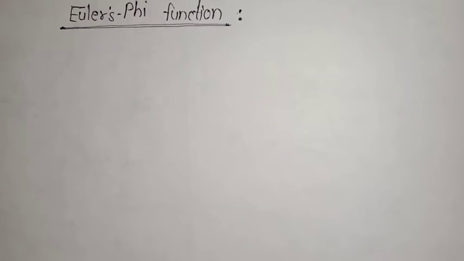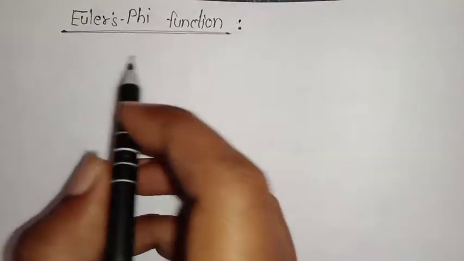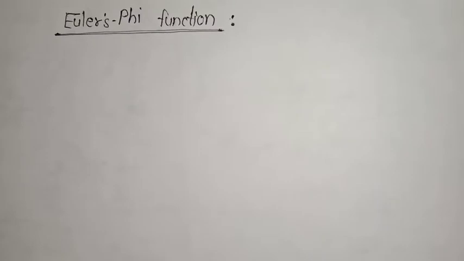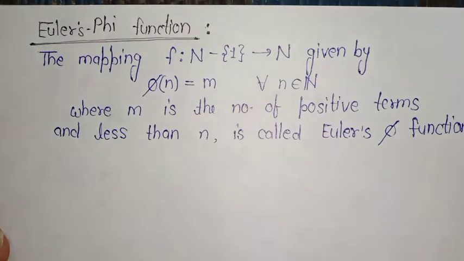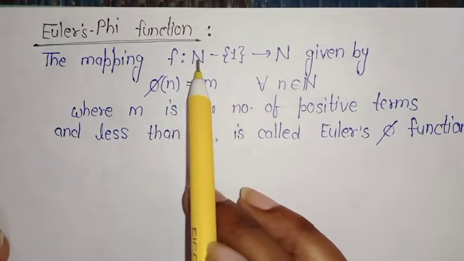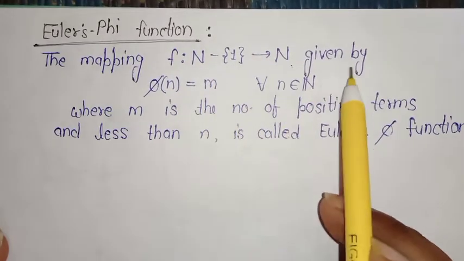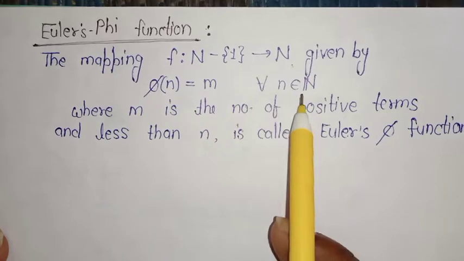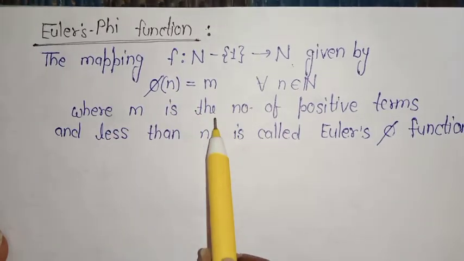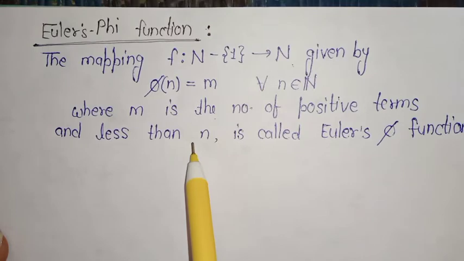This topic is used to calculate the number of generators in any cyclic group, and it is very useful in group theory. So you should always remember this, and there are some common formulas that you should remember to understand the Euler's phi function. Firstly, we will define the mapping and the definition of Euler's phi function. The definition is the mapping f from N minus 1, we are removing 1 from the set of natural numbers, to the set of natural numbers given by phi of n is equal to m for all n belonging to N, where m is the number of positive integers less than n.